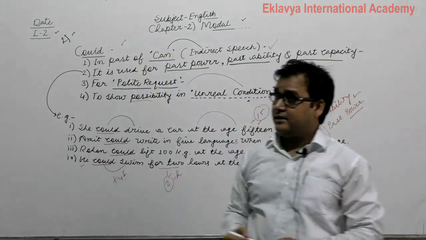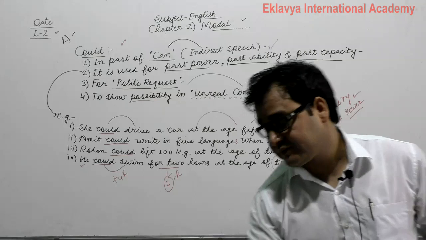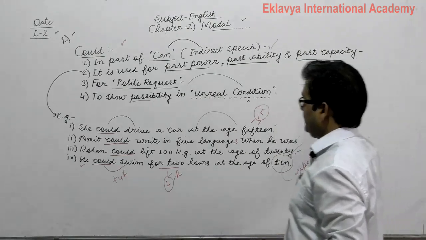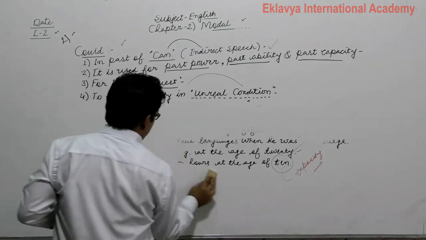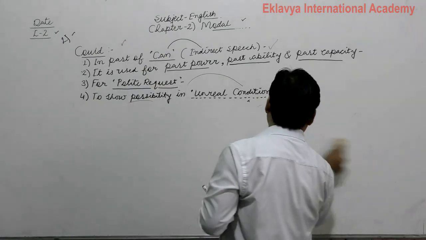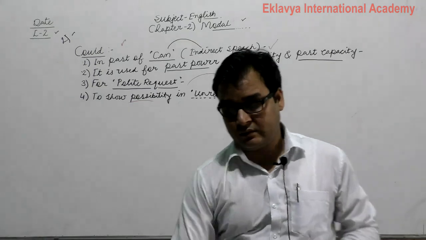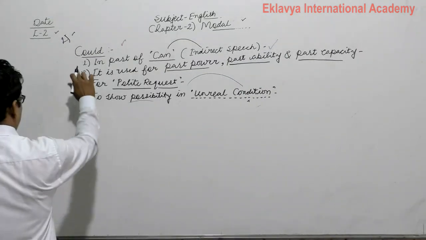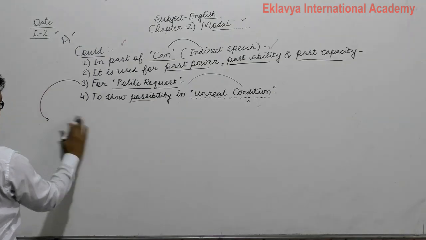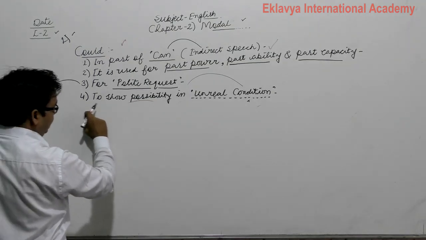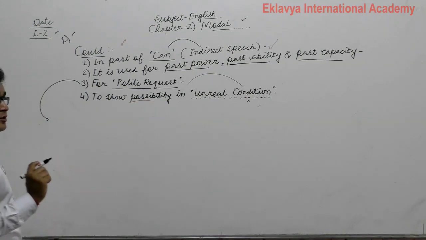Could model. Okay, so let's say your point number 3. Example number just mentioned for polite request. Okay, here in your fair notebook essentially.